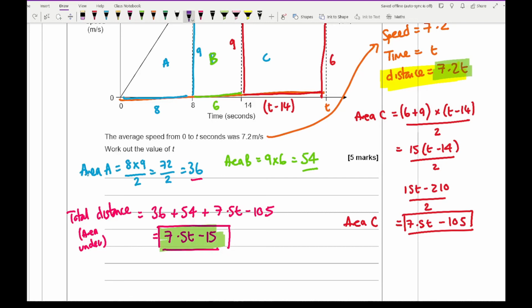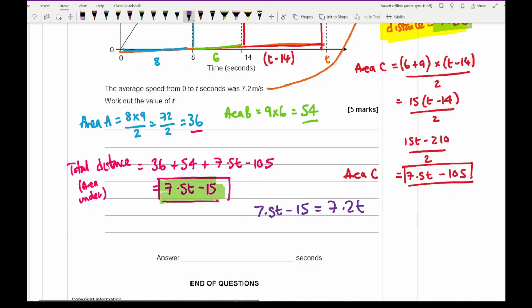So what I end up with is 7.5t minus 15 equals 7.2t. Then I've got an equation with t on both sides, so all I then need to do is take one from the other. So I've got 7.5t minus 7.2t equals 15, so 0.3t equals 15. So t equals 15 divided by 0.3, and if I type that into my calculator, it gives me an answer of 50. So t equals 50. And there we go.